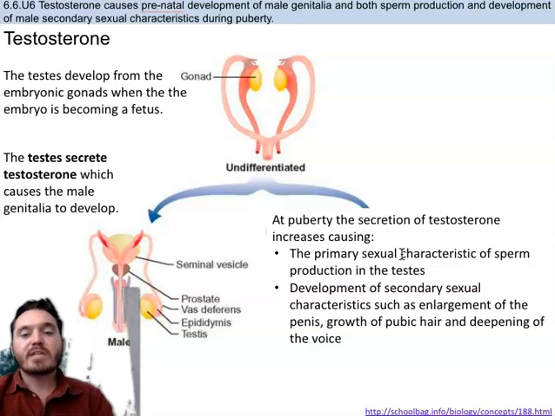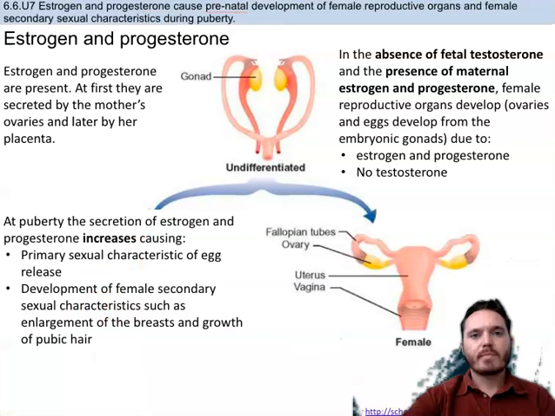So the primary sexual characteristics of sperm production in the testes, as well as the development of sexual characteristics such as enlargement of the penis, growth of pubic hair, and deepening of the voice. So essentially puberty.